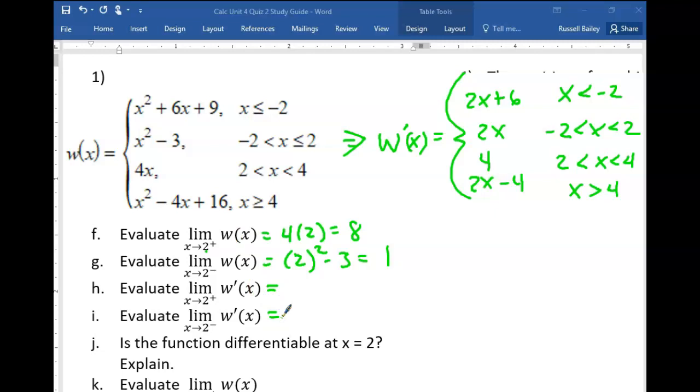So now I want to find what is the limit of w prime of x as I approach 2 from the right. I'm going to use this piece here, which would be 4. And as I approach 2 from the left for w prime, that would be this middle one here, I get 4. So I want you guys to notice that even though they have the same slope, the pieces aren't connecting at that point. So it's still not differentiable. So we're going to say, no, it's not differentiable, but the reason is different. This time the reason is not because the derivatives aren't the same from the left and right, but rather it's because the function itself is not the same from the left and the right.